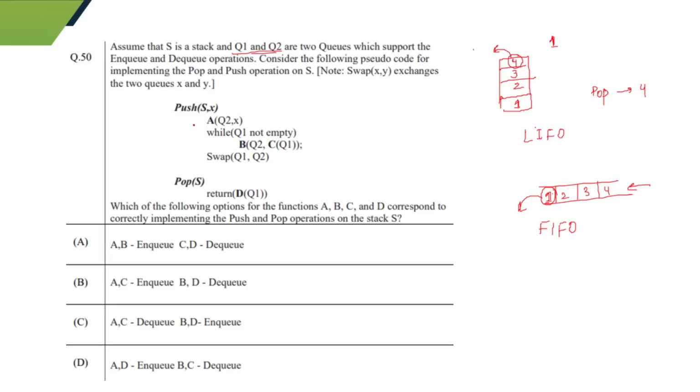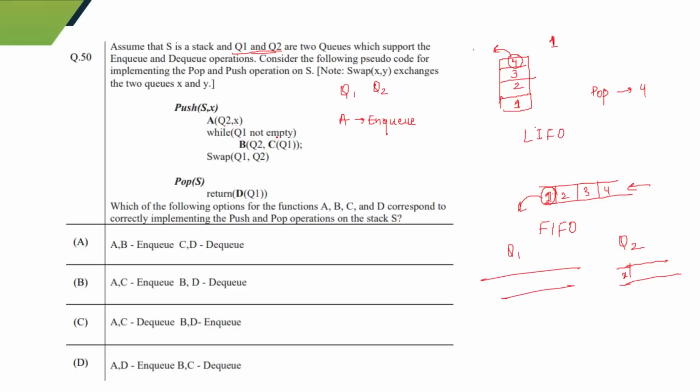So what we have are two queues, Q1 and Q2. This is the Q1 queue and this is the Q2 queue. First of all, they are saying that I am inserting Q2 comma X. That means I am enqueuing one value X in Q2. So what is A? A is inserting, because there is nothing in Q2 right now, so we cannot DQ. So A would be NQ. I have to define either NQ or DQ for A, B, C, D. So A is NQ, that is clear.